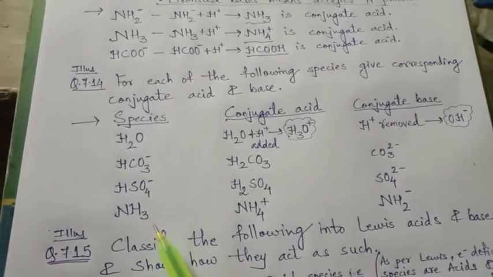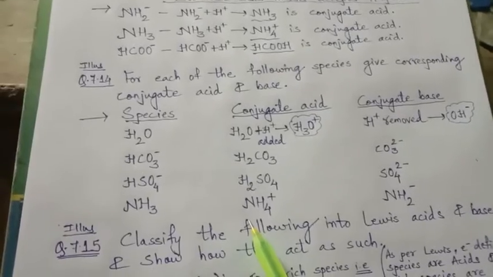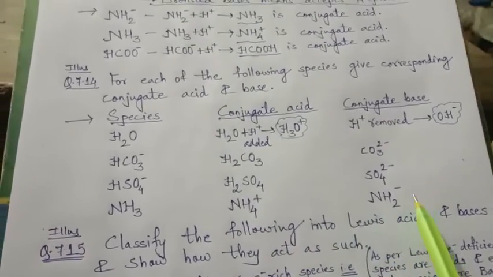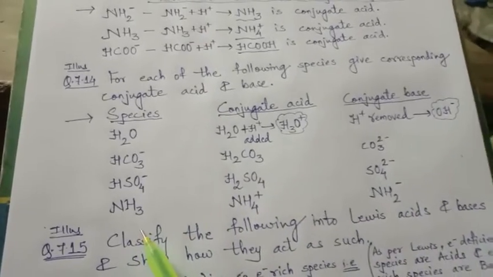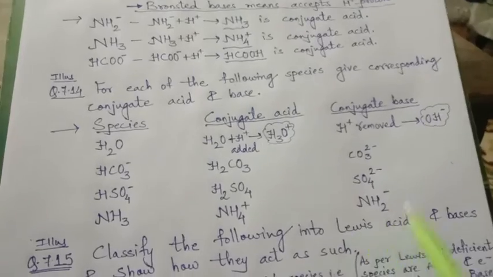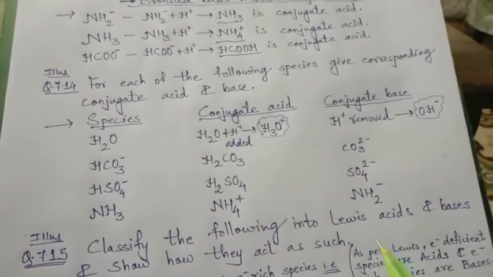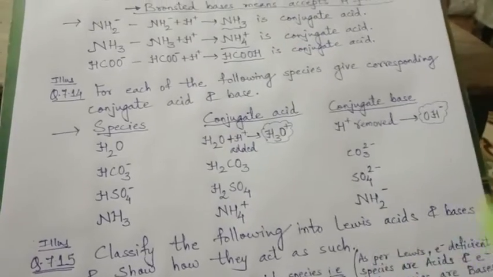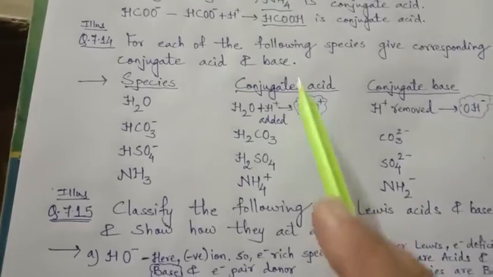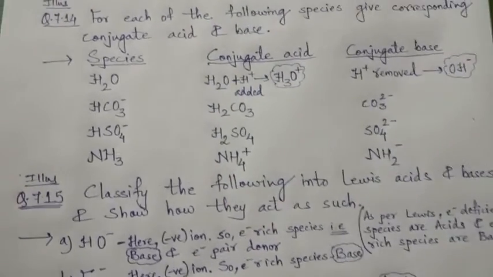NH3, when H plus is accepted, it will be NH4 plus, and NH2 minus, because it is NH3 ammonia. Now from NH3, if H plus is donated, only NH2 is left, and that is NH2 minus, the conjugate base. So this is how conjugate acid and conjugate base can be found.